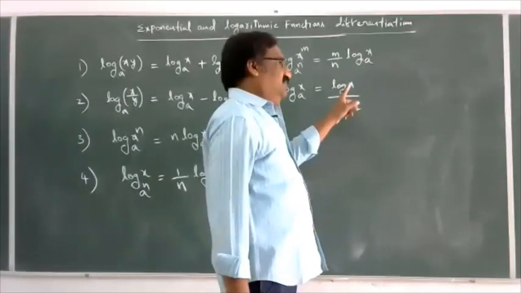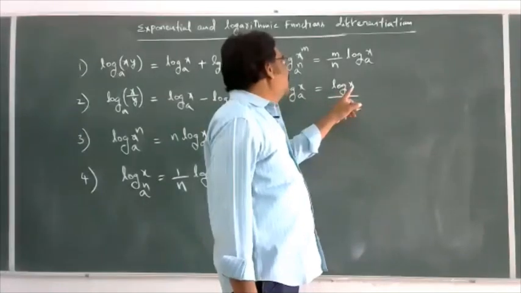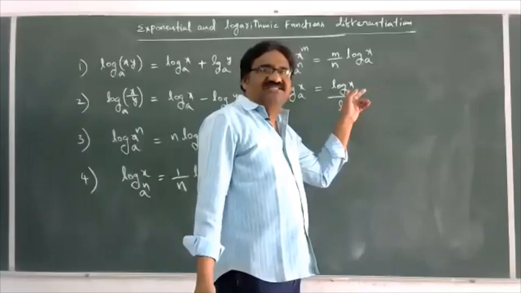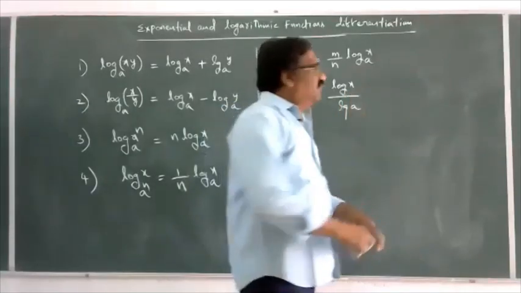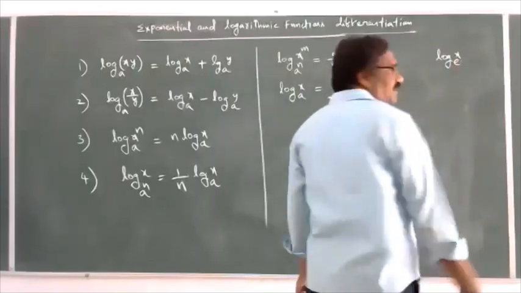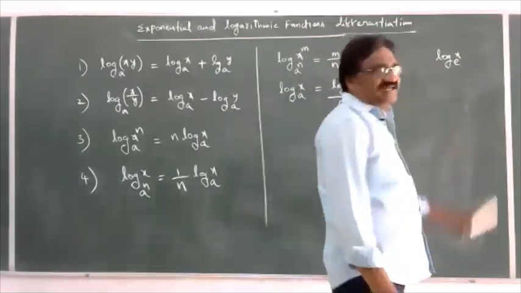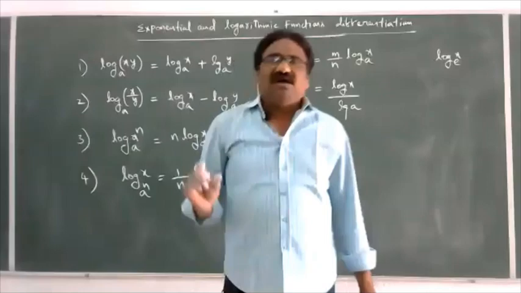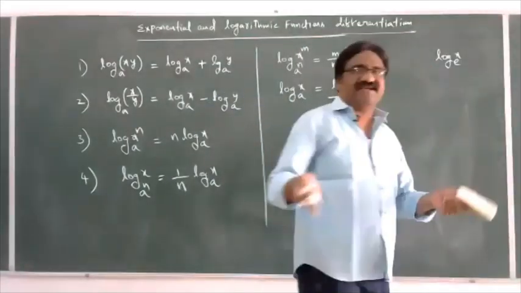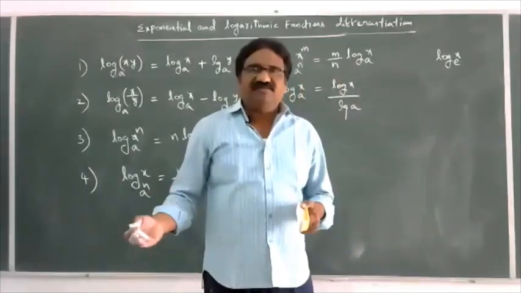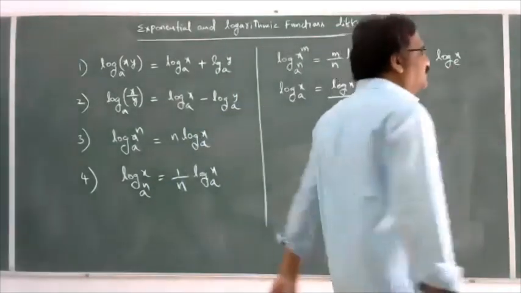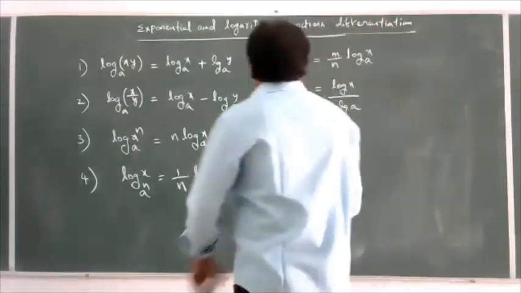Logarithm of a function: if any base is not given, always take e as the general base. For example, if log x is given, it means log x to the base e. Log y is given, that means log y to the base e. Like that, e is the general base.